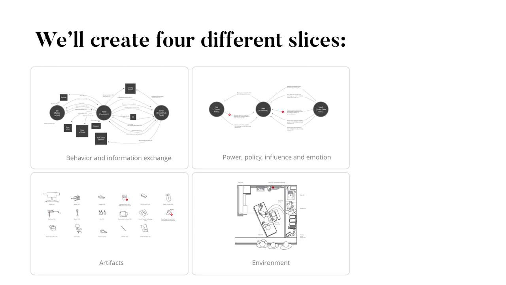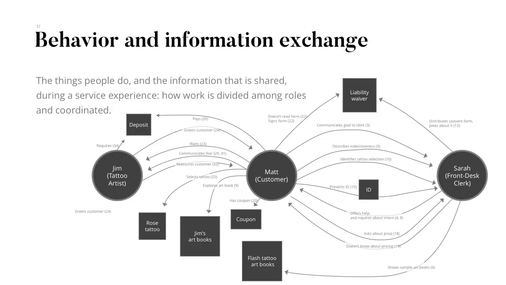We're going to create those 4 different slices, and I'll give you a preview here of what they look like. Behavior and information exchange, power, policy, influence, and emotion, artifacts, and environment. Let's get started with behavior and information exchange. This is going to be a visualization of the things people do and the information that's shared during a service experience, how work is divided and coordinated. As you look at this, you'll see some complexity. You'll see different circles, squares, arrows, and labels. So let's walk through where this came from.